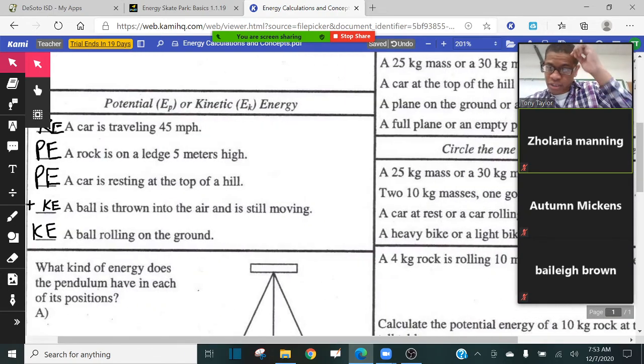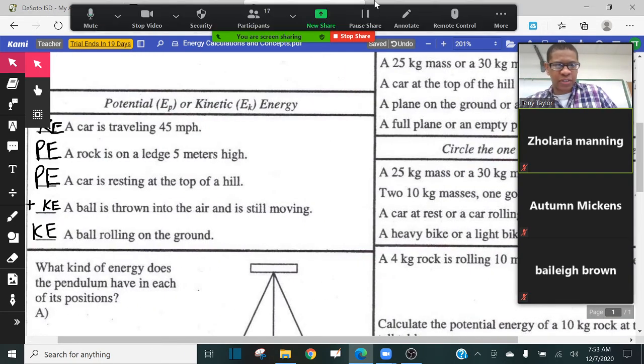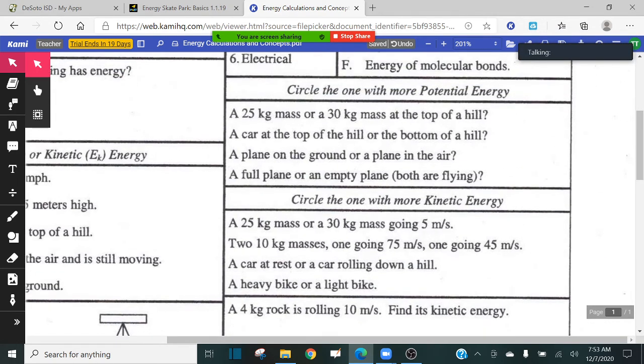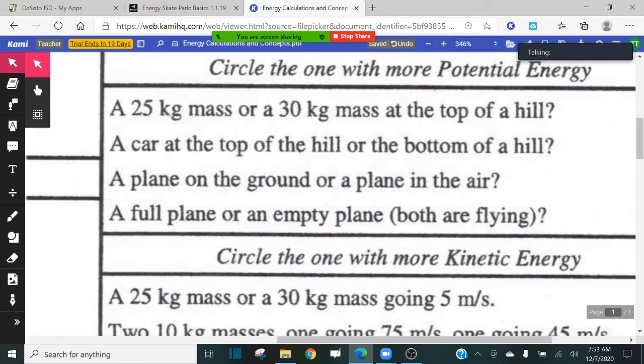Any questions? All right, guys, we're almost done. Just a few more I want to discuss before I let you guys go. Let us look at this right here.